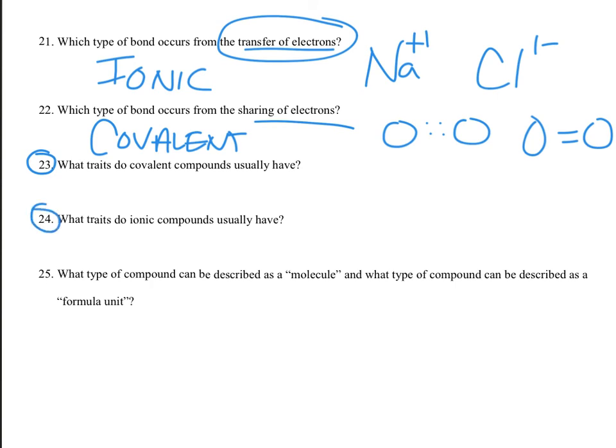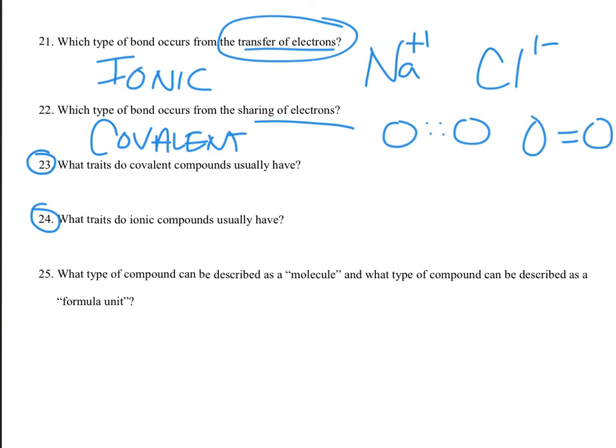As far as ionic compounds, what are the traits they usually have? Well, there's usually a metal and a nonmetal, right? They tend to be solid, and when they are, they tend to be brittle or crumbly. Think like table salt. And also remember, they're usually soluble in water, meaning they can dissolve in water. And when they do, they become electrolytes, meaning that they can conduct electricity. So those are all traits of ionic compounds.